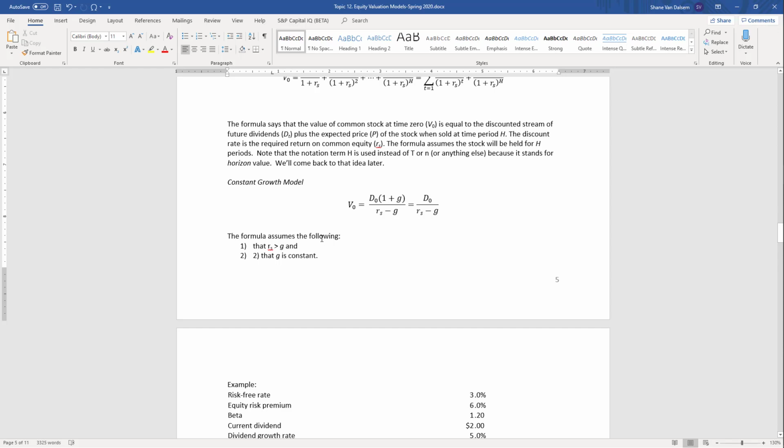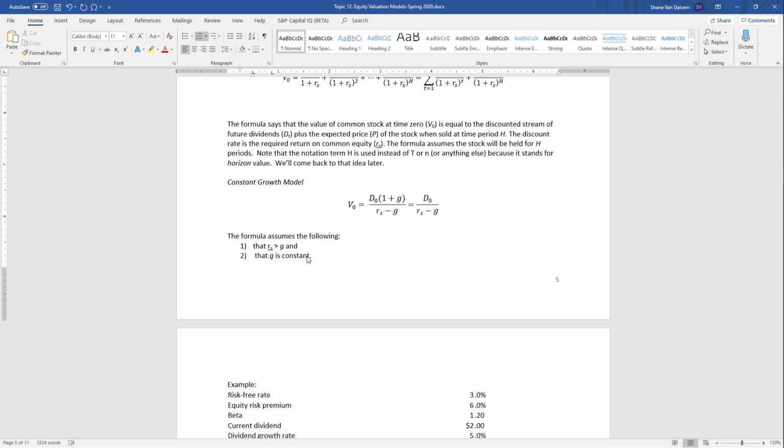The formula assumes the following: 1, that the required rate of return is greater than the long-term growth rate, G, and 2, that growth is constant.